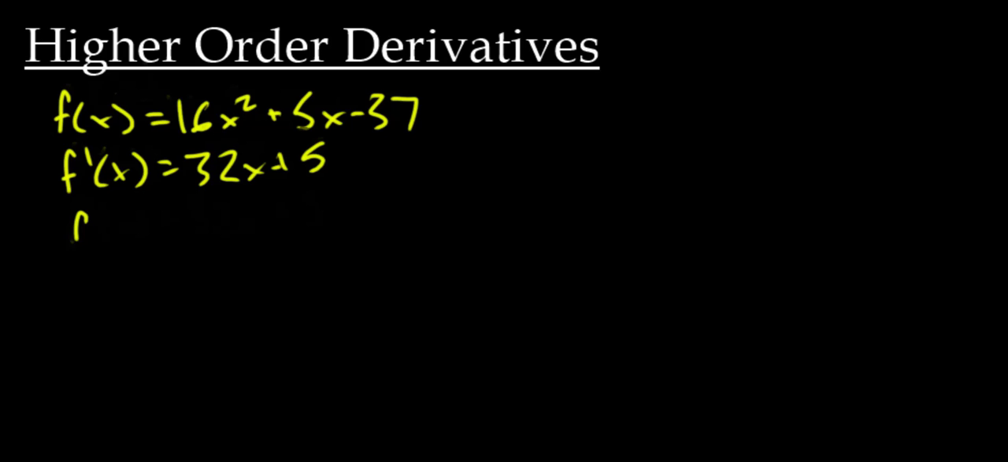But then they say, do it again, and they want to find the second derivative. All we're going to do is take the derivative of the first derivative and get 32. And that's really it with these higher order derivatives. The whole concept is that you're taking the derivative multiple times. I'm not really teaching you anything new here. If you know how to take the derivative, then you're fine.